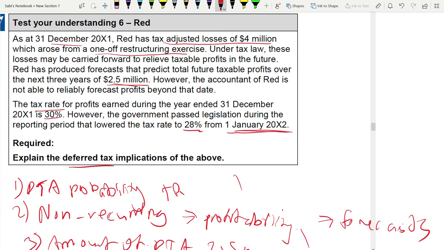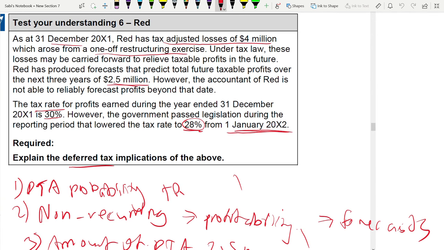So from this year onwards, temporary difference will reverse. It's not in the current year. That's why 28%. You need to do multiple questions on this specific area to understand this better. But it's not at all tough. Just understand it is the future year tax rate that you have to use, because in the future year only this temporary difference will reverse.